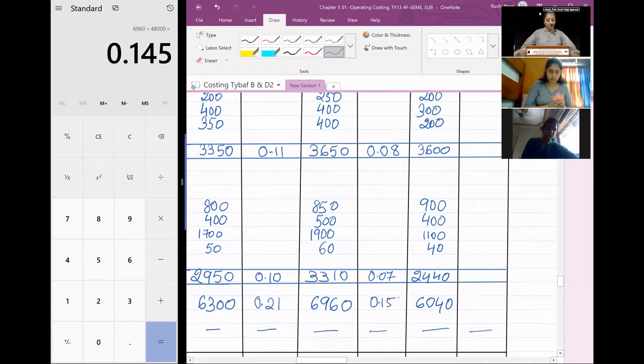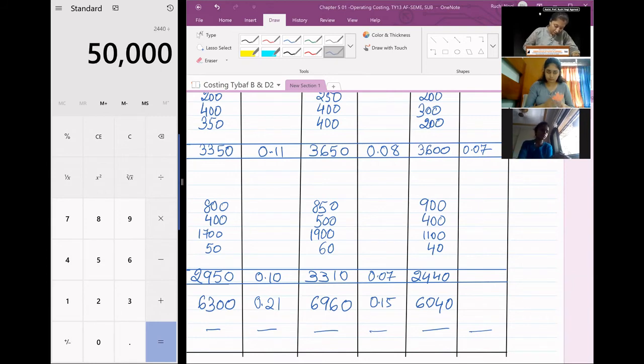0.15. Okay. Next, 3,600 divided by, what is the base? 50,000 passenger kilometers. Yeah, so 50,000. 0.072. 0.07. 2440 divided by 50,000. 0.048. So you can make it 0.05. Round off. 6040 divided by 50,000.